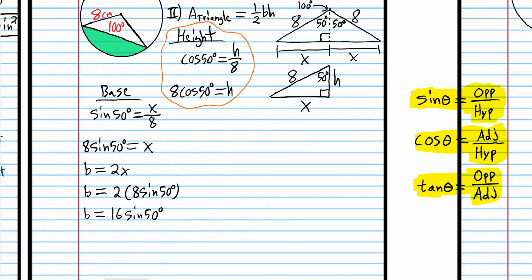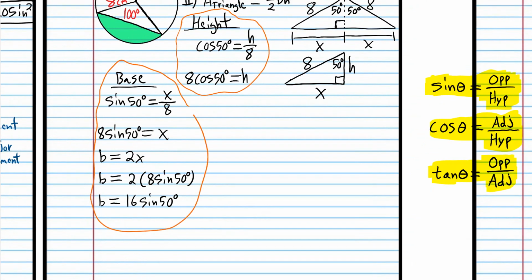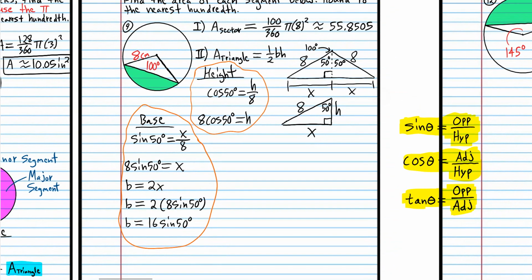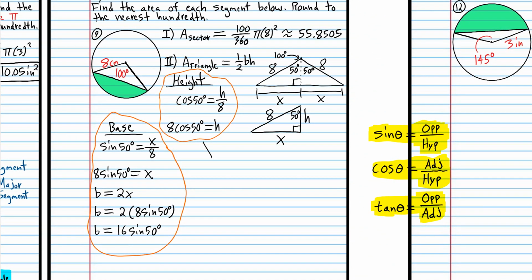So now we have the base. All that we just did there was just to find the base of the triangle. So now we're going to put all that stuff together and actually find the area of the triangle. So the area of the triangle is equal to 1/2 times the base, which is 16 times sine 50 degrees, and then we'd have to multiply by the height, which is 8 times cosine 50 degrees. And let me move that over a little bit.